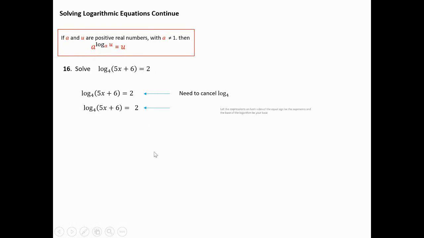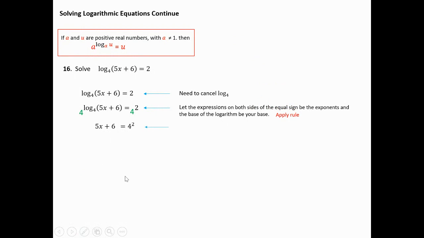So I'm going to raise both sides, letting the expression on both sides of the equal sign be the exponent, and the base of the logarithm be your base. So this becomes my base, but to both sides. Now by applying the rule up here, the left side, log base 4 of 4 to that power, is equal to just what's inside. So all we do is bring down the 5x plus 6. See, apply the rule. 5x plus 6 equals 4 squared, which is 16.